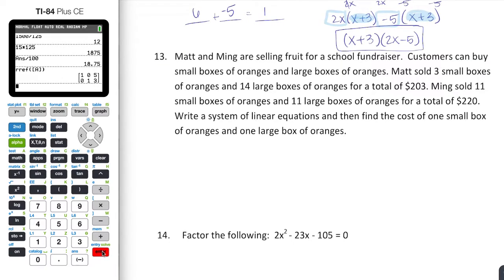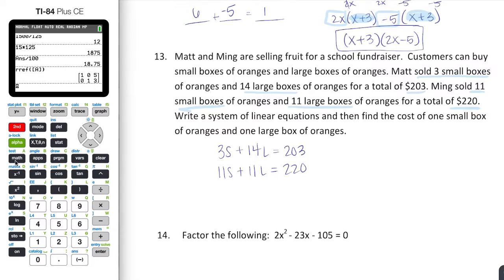All right, we have people selling fruit for a school fundraiser. We can get 3 small boxes and 14 large boxes for $203. We have 11 small boxes and 11 large boxes for $220. So we're going to have 3 small plus 14 large for $203. And we're going to get 11 small plus 11 large for $220. So we're going to use a matrix again.